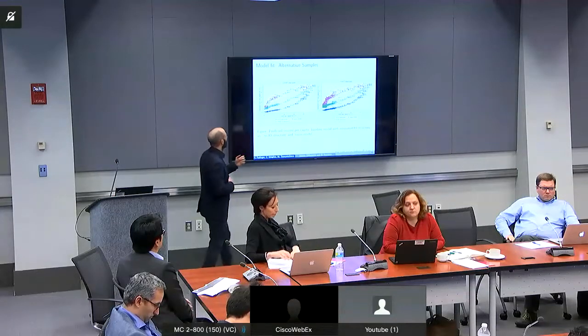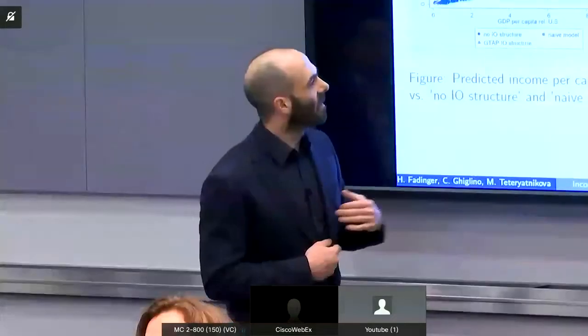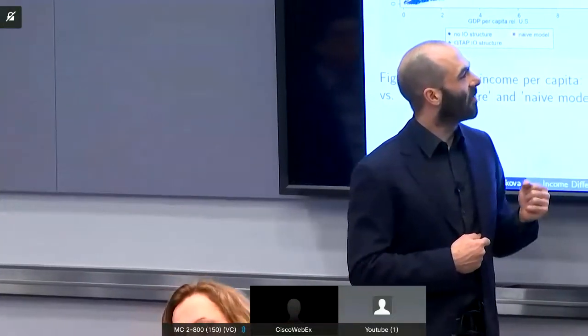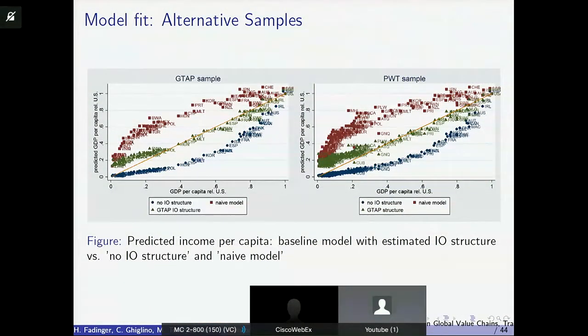And we can repeat the exercise for the GTAP sample, where we have around 70 countries, or the full Penn World Tables, where we have around 140 countries. And you see that, again, the model with input-output structure, which is here in green, is pretty close to the 45-degree line. Just for the very poor countries, we tend to over-predict income. So that's basically, in particular here, all out of sample. So we tend to over-predict relative income levels for very poor developing countries.